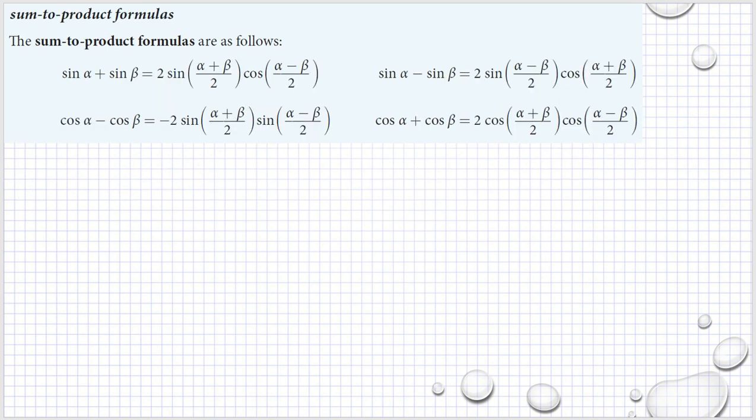How about the sum to product formulas? That is what I'm going to derive in my next video.